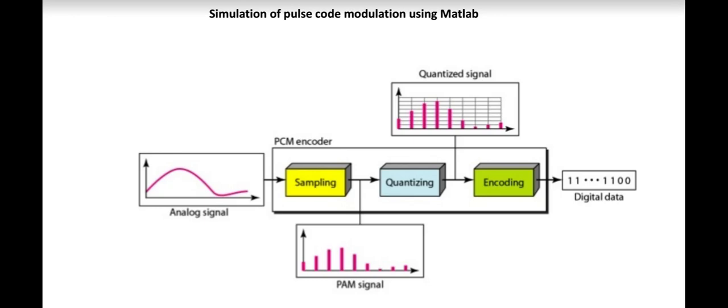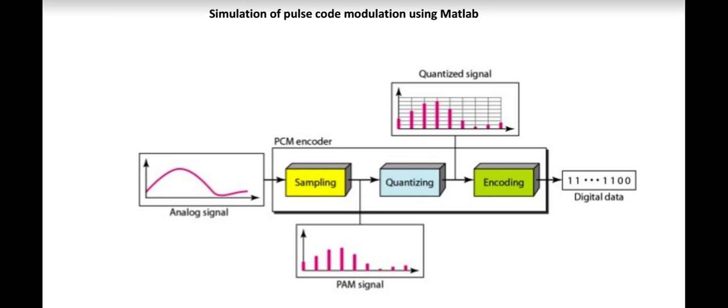The aim of the experiment is simulation of pulse code modulation using MATLAB. The pulse code modulation system consists of three steps: sampling, quantizing and encoding. In the sampling process, the message signal is sampled at regular intervals of time.